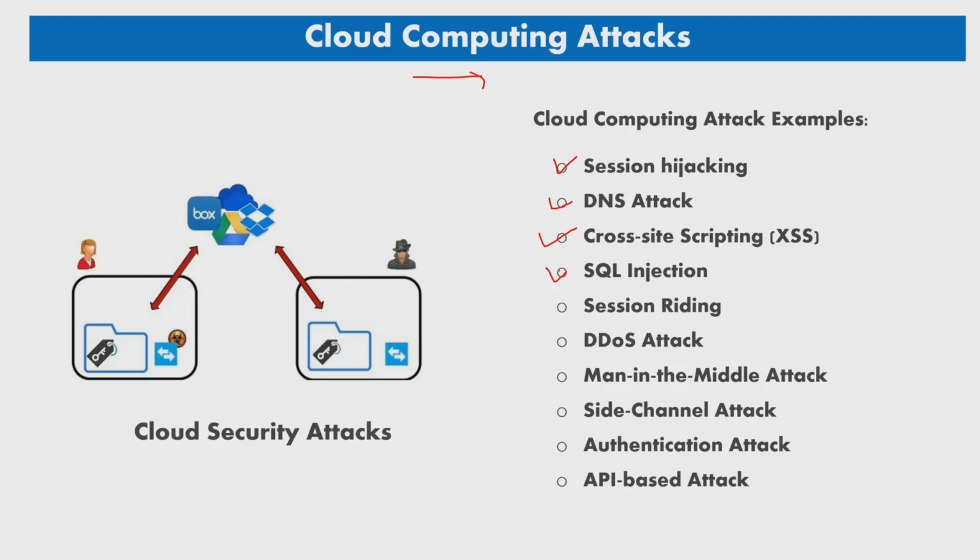Next is SQL injection. This attack takes advantage of flaws in cloud-based applications that allow attackers to send SQL commands to be executed on a database. Next is session riding. It's actually a term coined by the European Commission to describe a cross-site request forgery attack, or CSRF. Attackers use this technique to send unauthorized commands through an active session by tricking users into clicking on a malicious link in an email while they are logged into a cloud service.